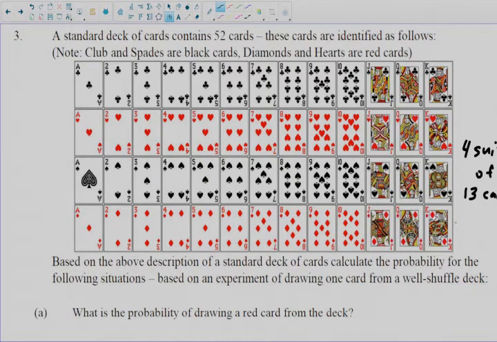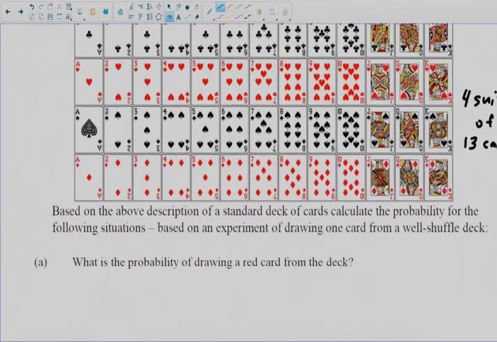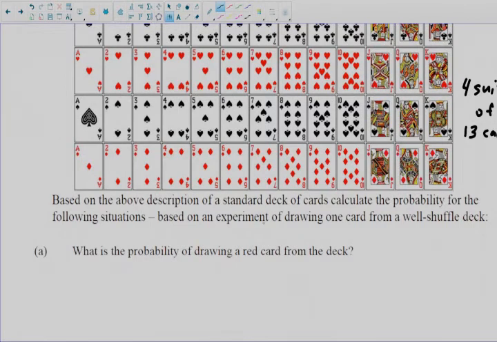It says, based on the above description of a standard deck of cards, calculate the probability for the following situations based on an experiment of drawing 1 card from a well-shuffled deck. Now, even though this is an experiment, we are talking about the theoretical probability here. Okay? The experiment is just saying, what is the theoretical probability of drawing a specific card if we draw 1 card out of the deck?